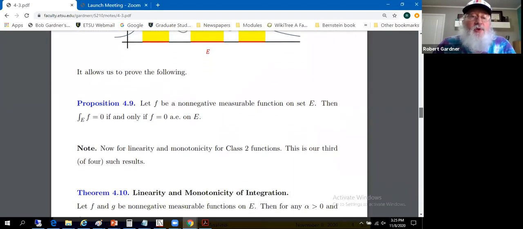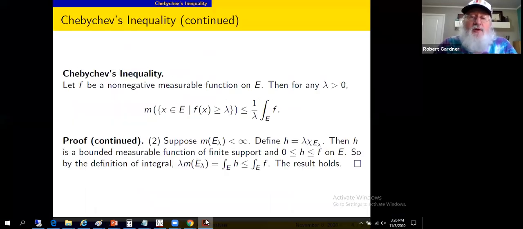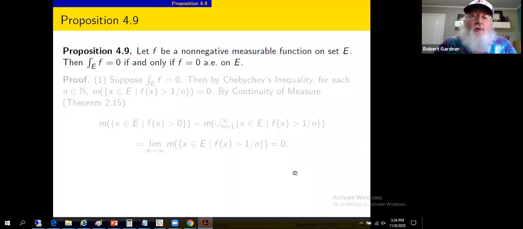So Chebyshev's inequality allows us to prove the following, the converse of what we stated above, as mentioned earlier. Let f be a non-negative measurable function on set E. Then the integral over E of f equals 0 if and only if f equals 0 almost everywhere on E. Non-negative functions have integrals of 0 if and only if the function is 0. Well, that makes sense. So I'm going to throw this almost everywhere stuff in there in this setting. But this isn't in the least bit a surprising result. To prove it, we're going to use Chebyshev's inequality.